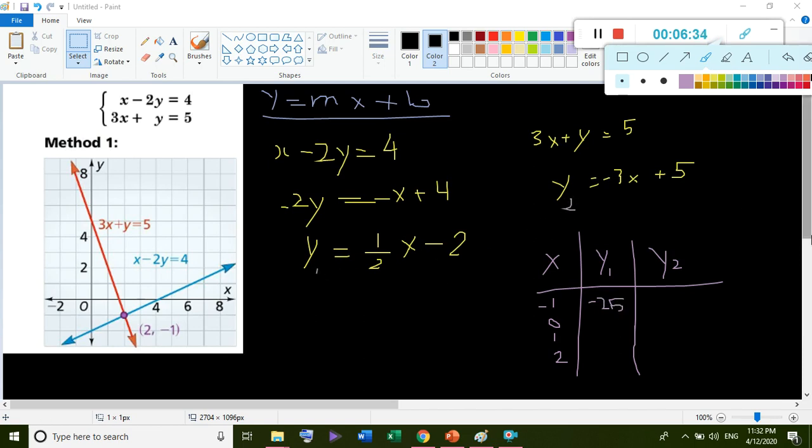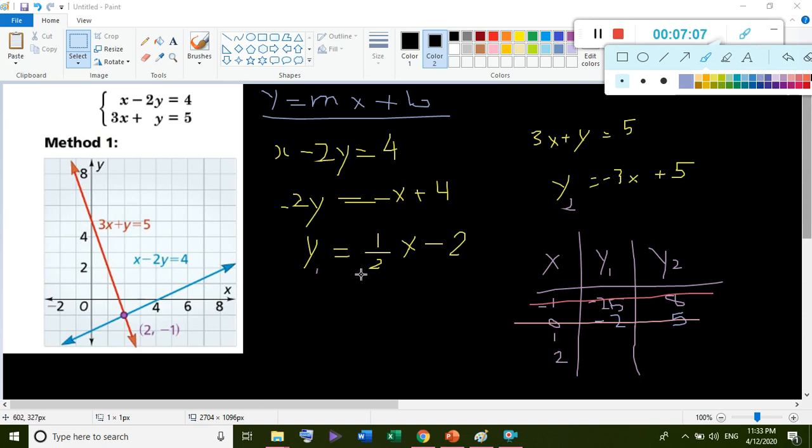And if you wanted to substitute it into the second equation, it's going to be negative 3 times negative 1, which is 3, plus 5, which equals 8. Is this a solution? No, because y1 is not equal to y2. Let's go for the second one here. Half times 0, which is 0, minus 2, is going to be minus 2. And for y2, all of this is going to be 0, so the answer is going to be 5. So y1 is not equal to y2, so this is not a solution.